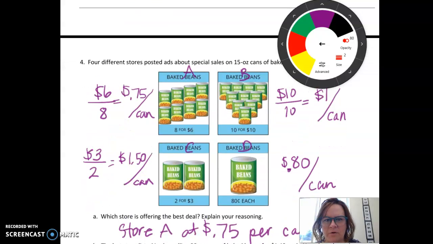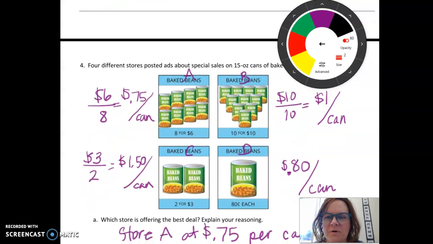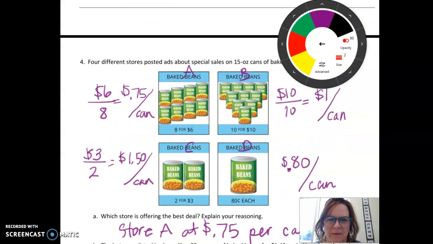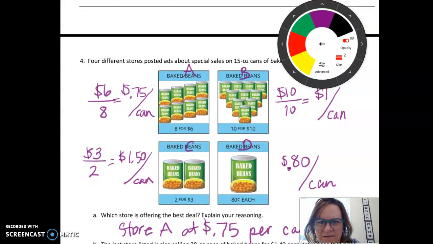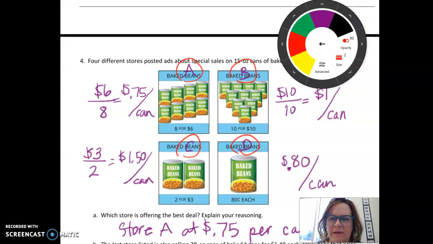All right, number 4, we're looking at a bean problem. So 4 different stores are posting ads about the specials on 15-ounce cans of baked beans, and we had to figure out which is the best deal. So what I did is I labeled each of these stores A, B, C, and D. If you did not do something like that, you'll have to pause and go back and forth.